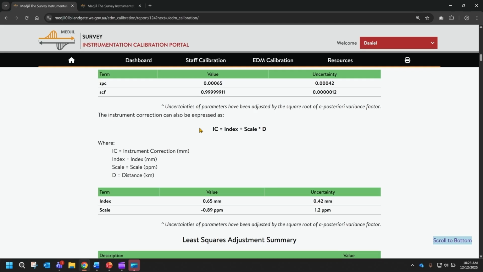So if your total station has a functionality to add in instrument corrections, or you choose to apply the corrections some other way, these would be the values you would use, just taking care to get the units correct.